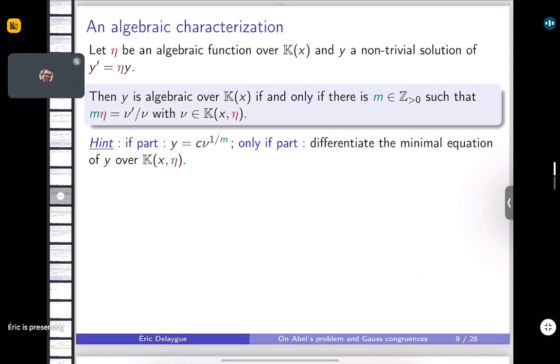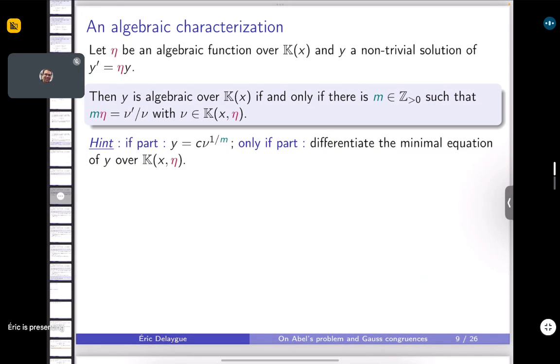For the if part, if you have a positive integer m such that m eta is nu prime over nu, then in fact you easily find that y is c times nu to the 1 over m, and so y is algebraic. Okay, so this is the simple case. But for the other direction, in this case, you know that y is algebraic, and you want to prove that such an integer exists.